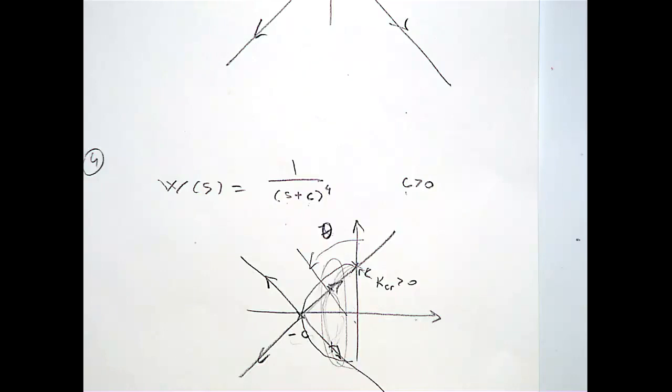Unstable, because two branches stay forever in the right half plane. Yeah? Okay.